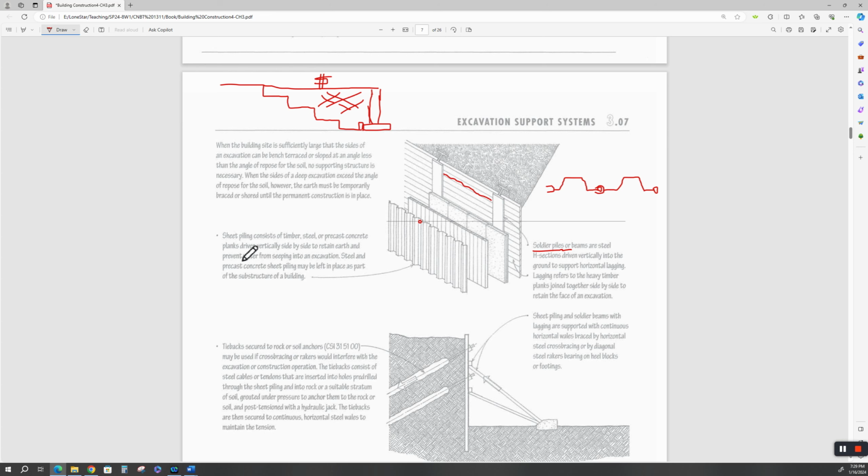Let's see. Sheet piling consists of timber, steel, or precast concrete. Most of your sheet piling, you'll see down here for pits, are these interlocking sheet piles. And sometimes they'll just leave them in place and pour concrete up against them. Especially like, let's assume this is the property line. Okay, that property line. This is not your property, it's someone else's up here. They'll drive the sheet piling along the property line.